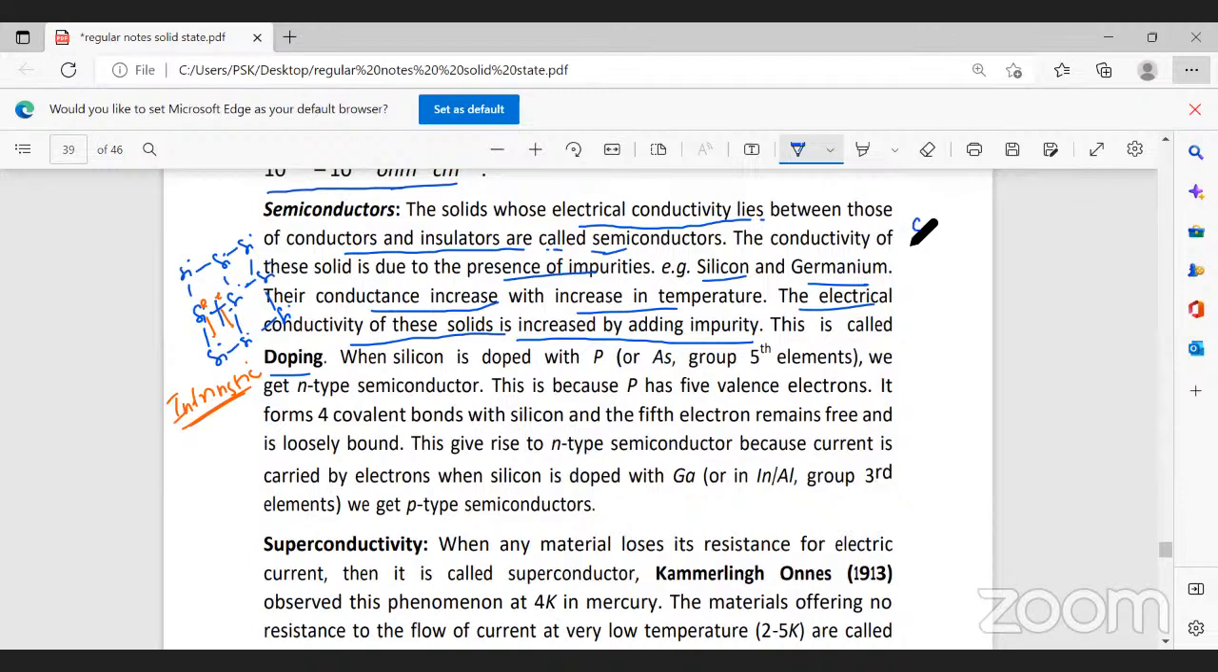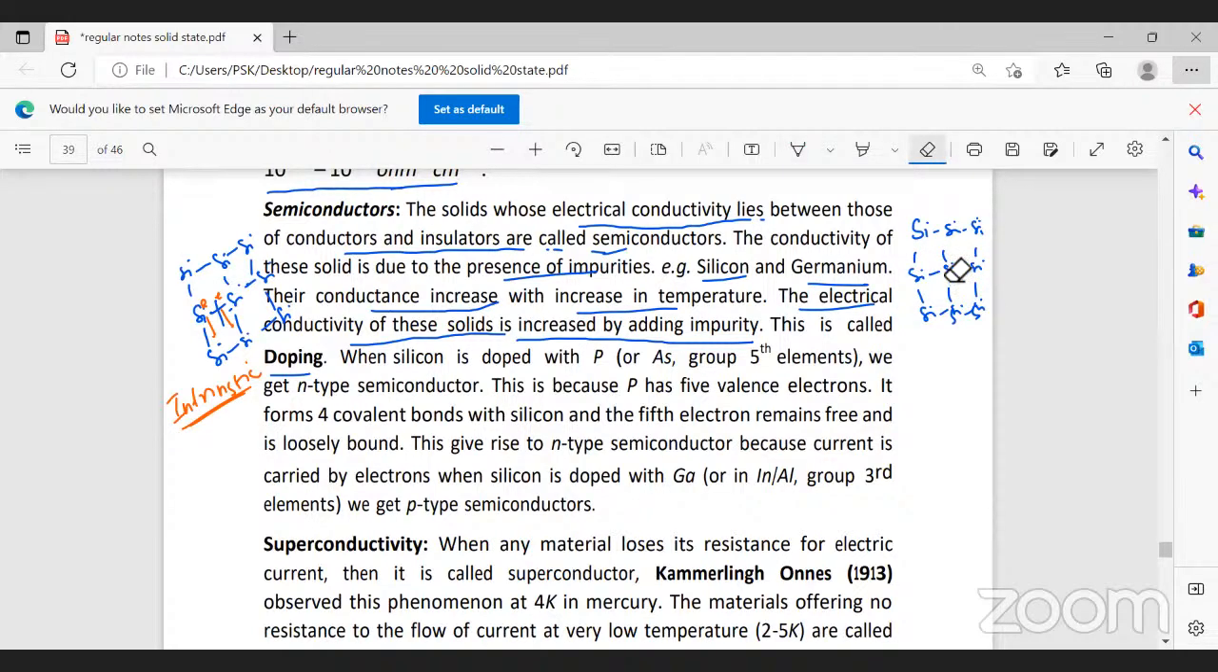Now, for example, I have a silicon here. This is the availability of space, so I'm trying to write it smaller. I hope that you're able to see what I'm writing. Now, silicon valency is 4. Each silicon has 4 bonds.